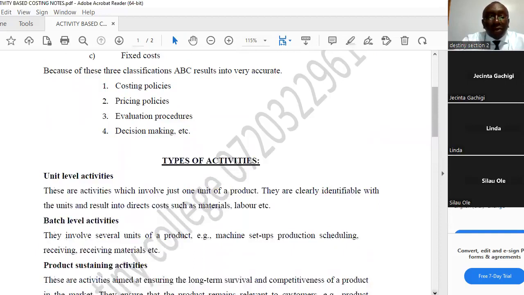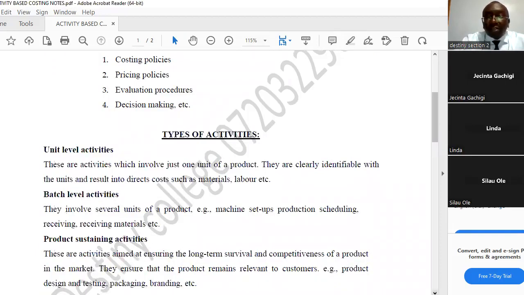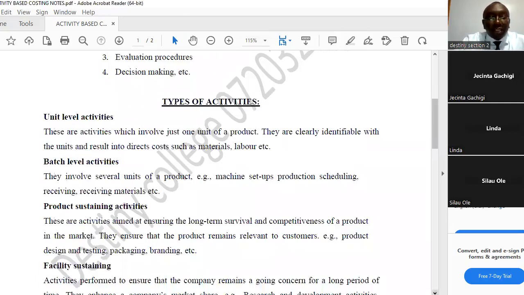From there, we have what we call types of activities. We have 4 types of activities. Number one, they are called unit level. These are activities which involve just one unit of a product, just one unit. We call them unit level. For example, if I'm teaching a physical class and I decide to walk around marking your books, then that would be a unit level activity because I can only mark one book at a time. Now, these costs are clearly identifiable with the units, and they result in what we call direct cost. So when you hear of direct material, direct labor, and so on, they relate to the unit level activities.